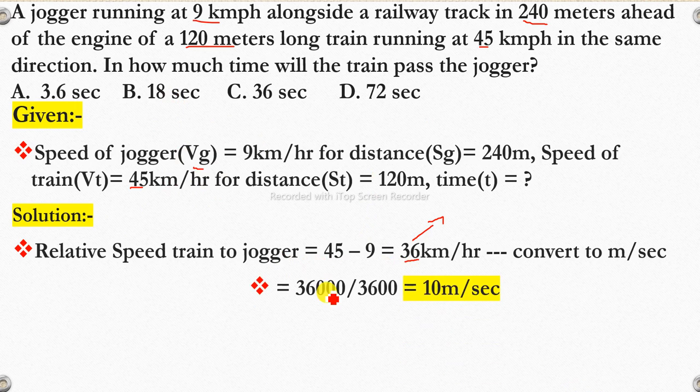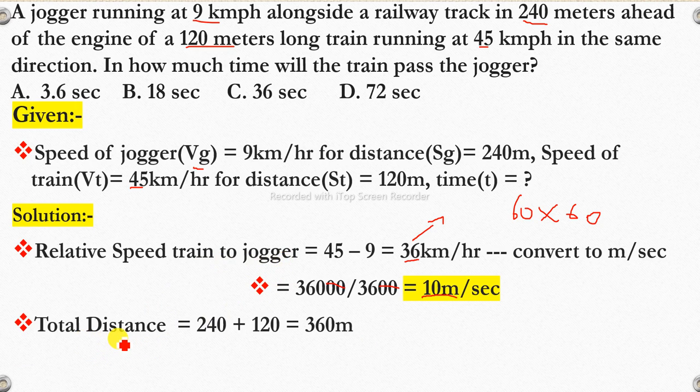To convert this, as we know, 1 kilometer is 1,000 meters. So 36 kilometers becomes 36,000 meters over 1 hour, and 1 hour is 60 minutes, and 1 hour has 3,600 seconds, because 60 times 60 is equal to 3,600. When we simplify this, we cancel and divide 360 by 36, and we get 10 meters per second. So this is the relative speed of the train to the jogger.